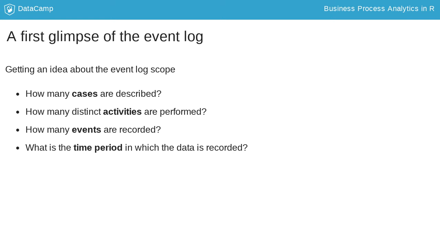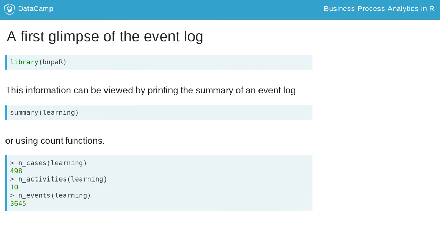To analyze process data, we will use the bupaR package. The learning object is a predefined event log object which contains the event data. Later on, we will see how you can create these event data objects yourself. Basic process statistics can be inspected by printing the summary of an event log or by using the count functions, such as displayed here. We can see that we have information on 498 students who performed 3,645 learning actions of 10 different types.